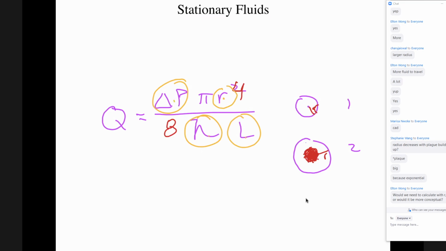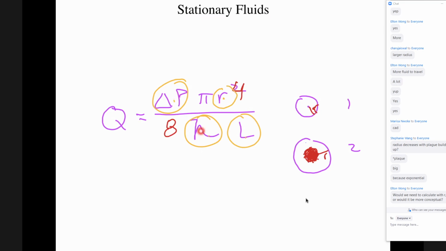Yes and no. Excellent question. Would you need to calculate it outright? Hell no. But would they say if the radius went down by this amount, how much would the flow rate go down? That's reasonable. So if we cut the radius in half, the volume flow rate would go down by a factor of 16. That kind of math relationship, how one variable relates to the next, is reasonable.